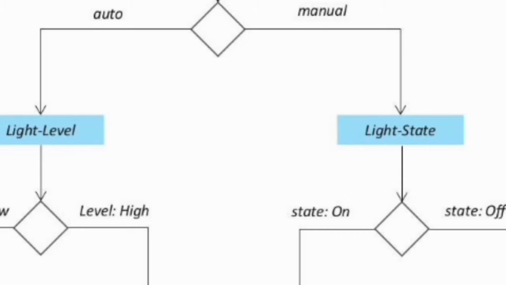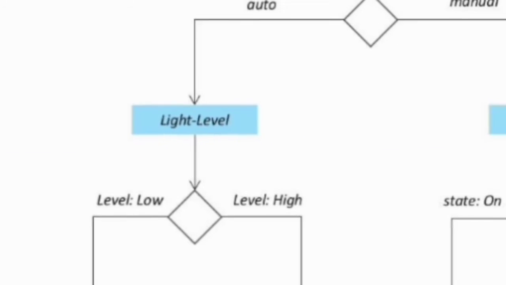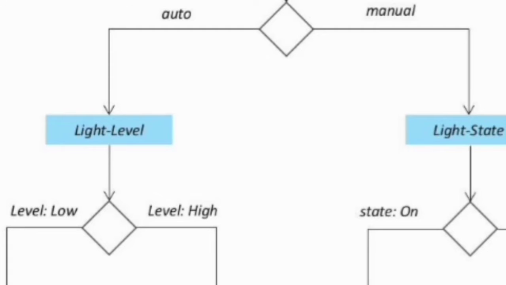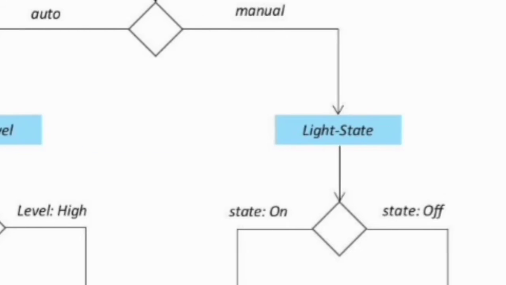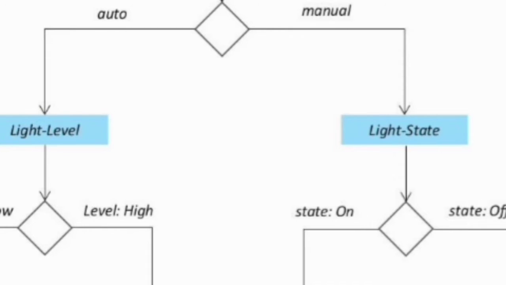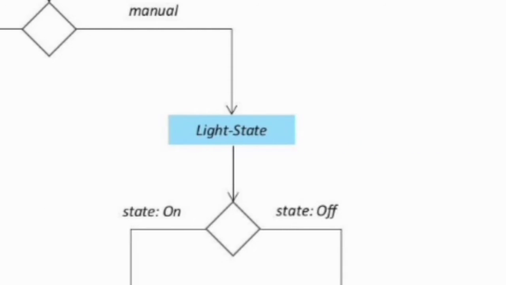You may clearly observe in your PPTs, but here this is the mode. This is the mode represented here. Light state, light level: low, level high, state on, state off. Here state on, state off, and state on and state off. This is the diagrammatic presentation of the home automation case study process specification.